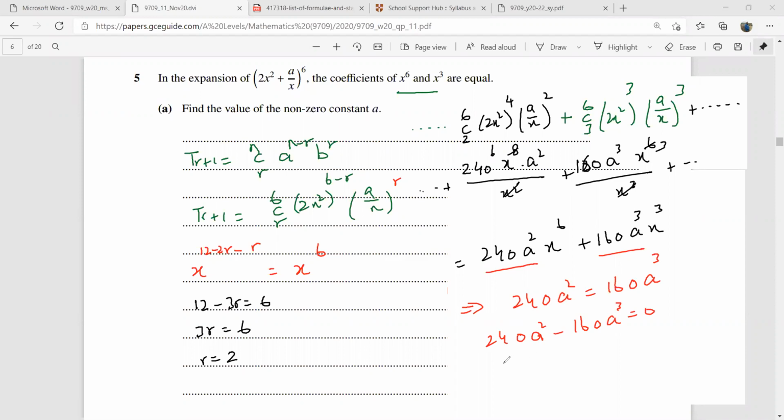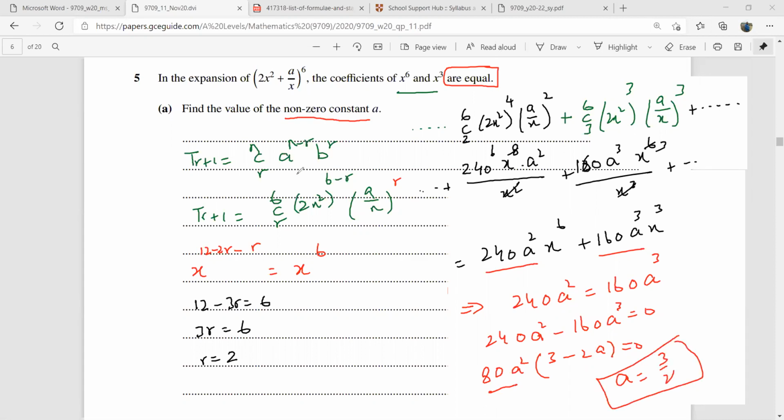So what is common? 80a² is common. So you have 3 − 2a. Sir, why did you put both of them equal? Look at this here. Okay, so this is going to give me a = 0. I'll not entertain this one because it says this constant a is non-zero. So my a is going to be 3/2. That is my a.